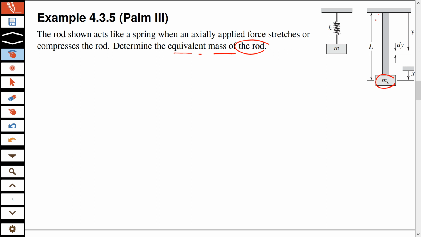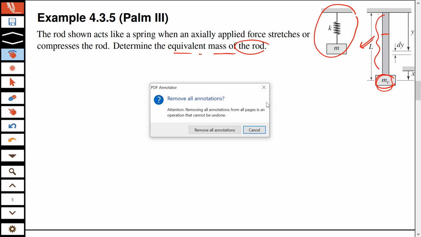Actually, the rod shown acts like a spring. Yeah, this rod. Okay. So this mass is added at the end. We first need to convert this to a point mass, and then in this diagram, we will combine the effect of the rod and the concentrated mass. Okay, that's the idea.